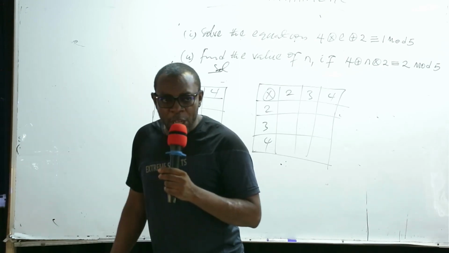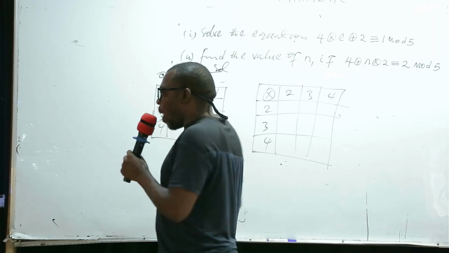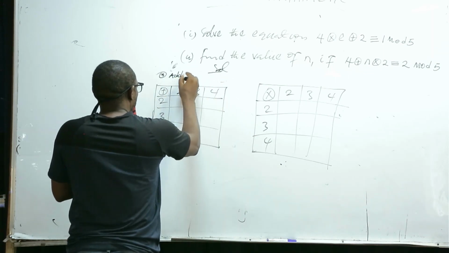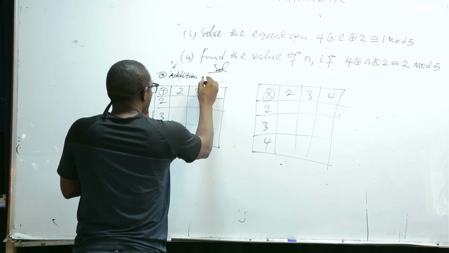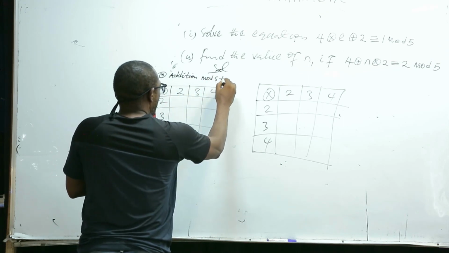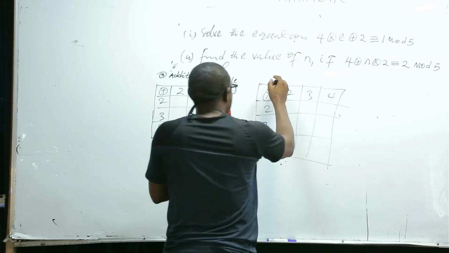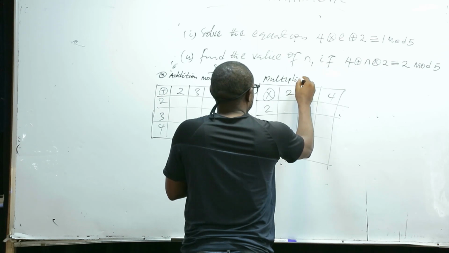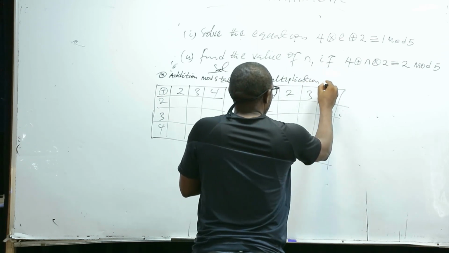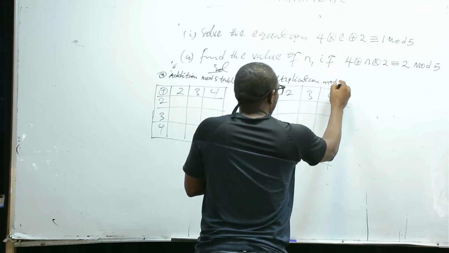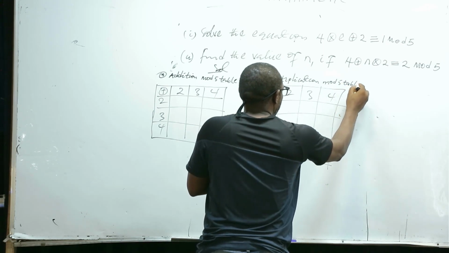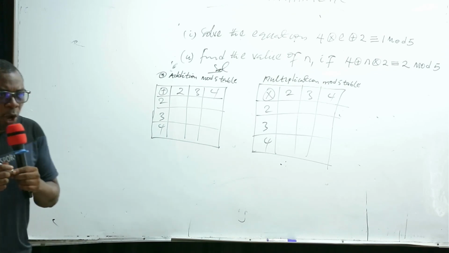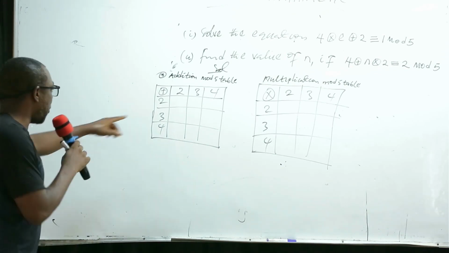Under our solution, question A. For this one, addition modulo 5 table. For this one, multiplication modulo 5 table. Can I go down? Yes, let's go. Complete this table for me.